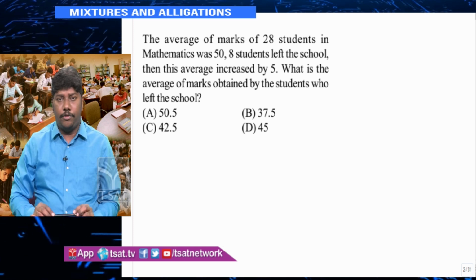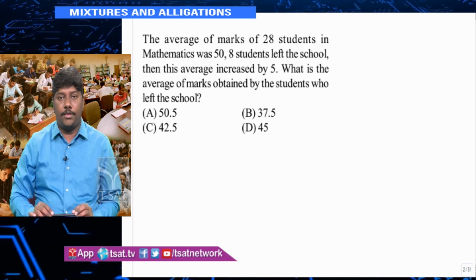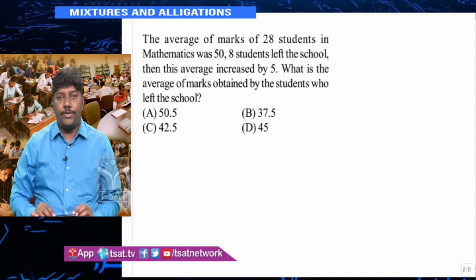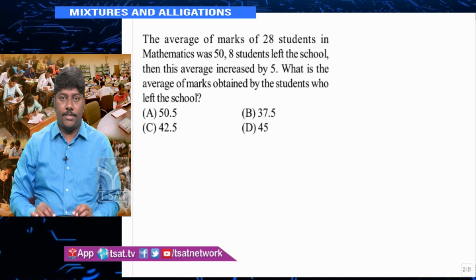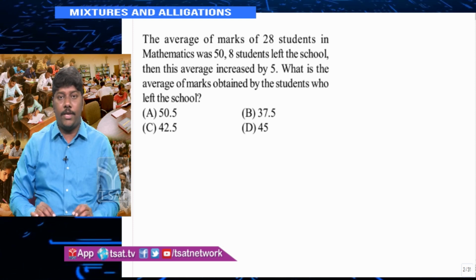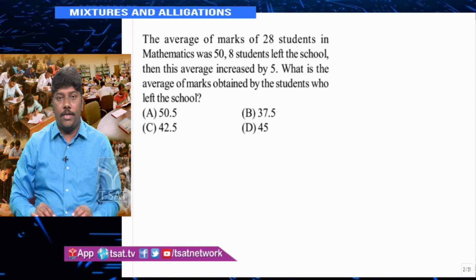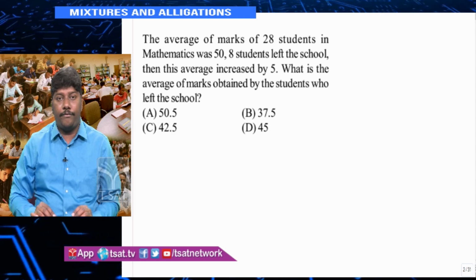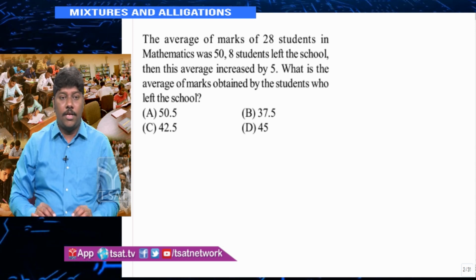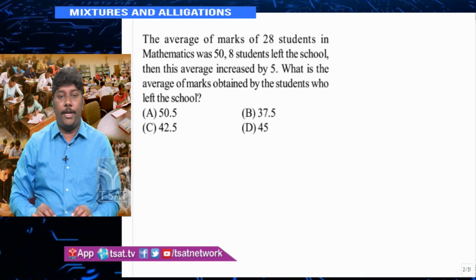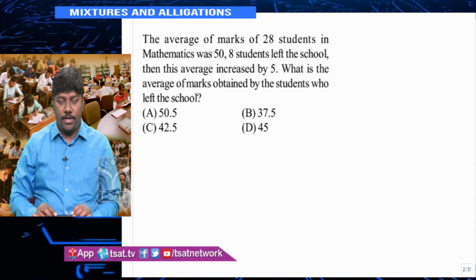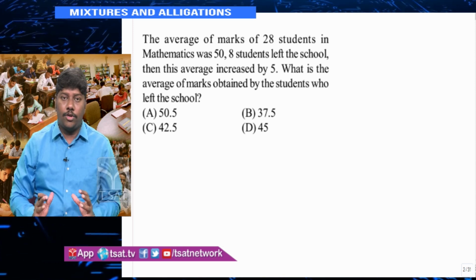8 students left the school means how many students will be left over in the school? There are only 20 students left over in the school and their average increases by 5, which means the earlier average was 50, now the average of 20 members is 55, right? So he's asking you what is the average marks obtained by the students who left the school. Now always try to do it as a grouping.